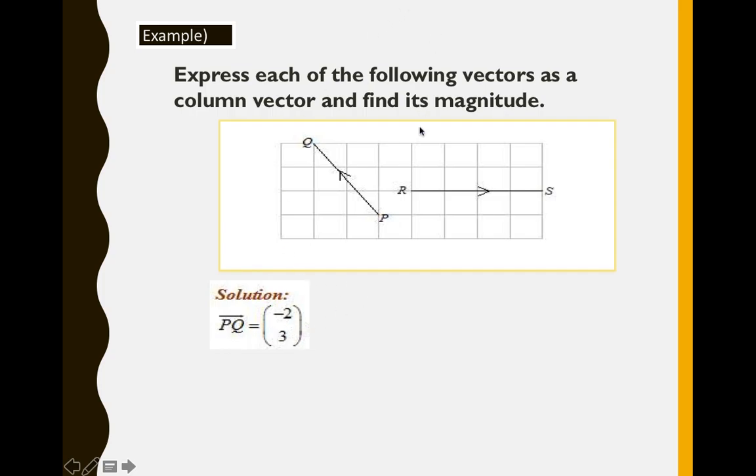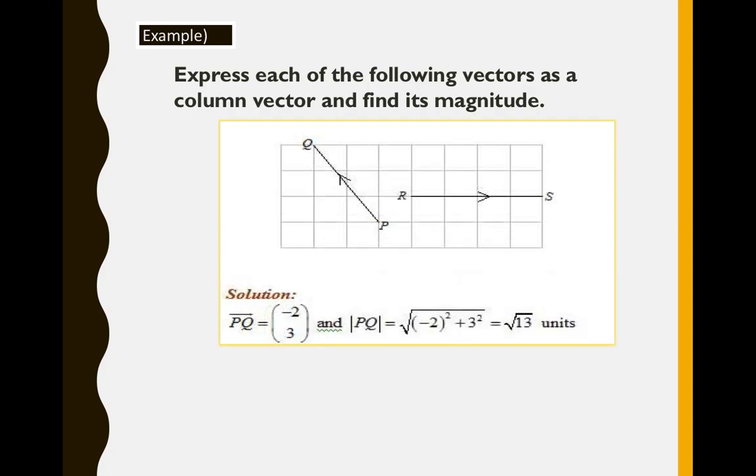Now we will find its modulus. How do you find the modulus of vector PQ? You will find the square root of (-2) the whole squared plus 3 squared. The modulus of vector PQ is root of 13 units. Here I have written root 13 units.